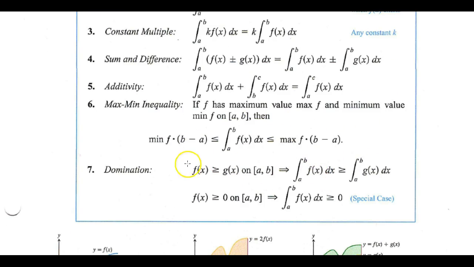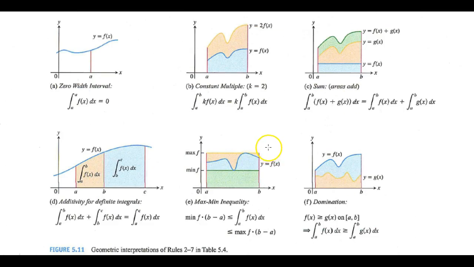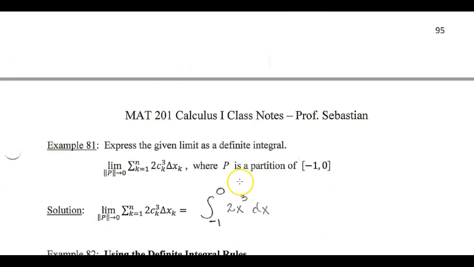And these are a little bit less important right now, so don't focus too much on 6 and 7, other than knowing that this property, the max-min inequality, means that if I take the area under the curve, the best way to see this is to look at the picture here. The area under f of x right here is certainly more than this rectangle, which is the minimum value of f as its height times b minus a, and it's certainly less than the big rectangle, which is the maximum value of f times b minus a. So that's all that property is telling us. And this one says that if f is bigger than g everywhere, then the integral of f is certainly bigger than the integral of g. Okay, so those are the last two properties.